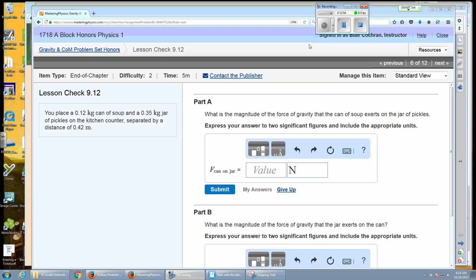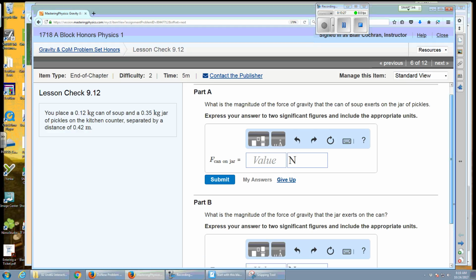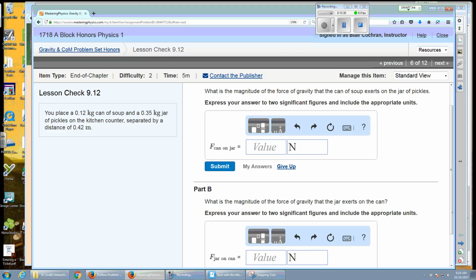All right, so looking at number 6 here, you place a can of soup and a jar of pickles on the kitchen counter separated by this distance. I'm assuming that separated by distance they're measuring from center to center, since they don't tell me any other dimensions of the cans or anything. It wouldn't be fair if that wasn't center to center. And they ask what's the magnitude of force of gravity that the soup can exerts on the jar of pickles, and the magnitude of force of gravity that the jar exerts on the can. Ooh, what do I know right away about those two forces?